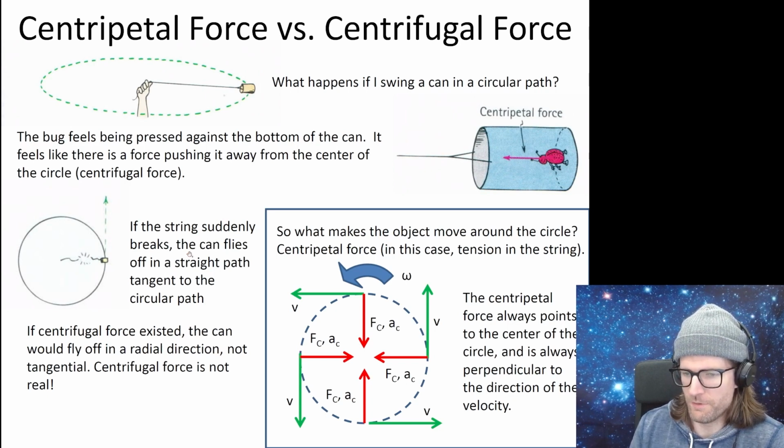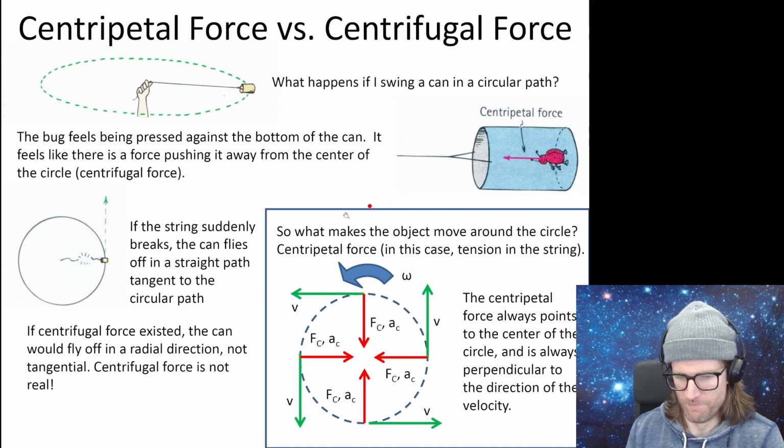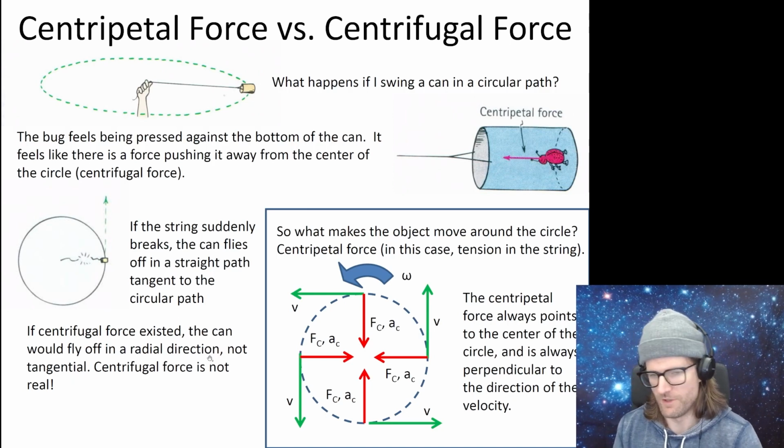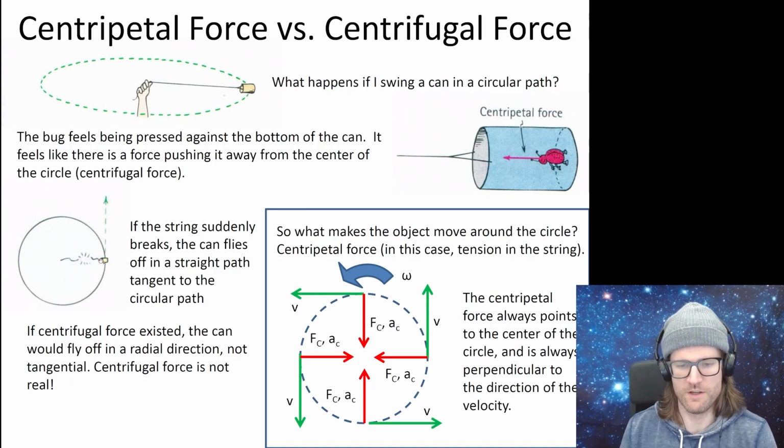If the string suddenly breaks, the can flies off in a straight path tangent to the circular path, and the bug will move in a straight line tangent to the circle. If centrifugal force existed, the can would fly off in the radial direction, not tangent. So that would mean instead, when the string is cut, the can would fly outward, but instead it flies straight.